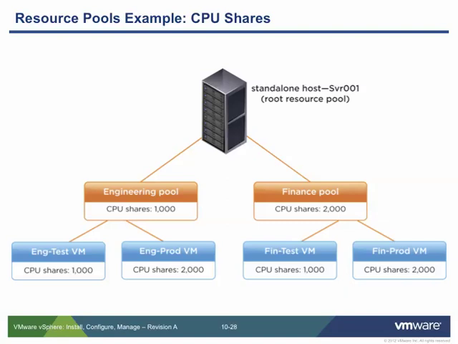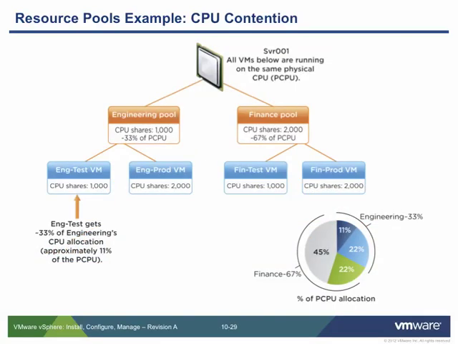And then we see the limits down below with the actual virtual machines are similar to the previous slide. In both cases, we're giving test 1,000 shares and production 2,000 shares. So in both cases, the test VM has 1/3 and the production has 2/3, but that 1/3 of the engineering is less total than the 1/3 of the finance, because we're talking about 1/3 of 1,000 versus 1/3 of 2,000. Stay with me. We'll look at it right here.